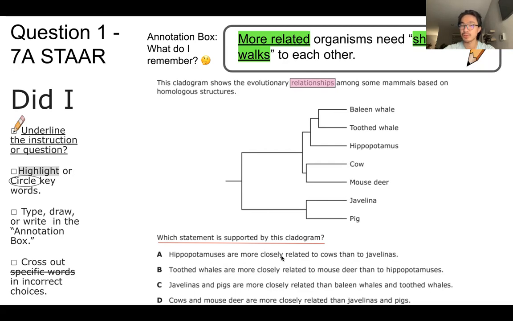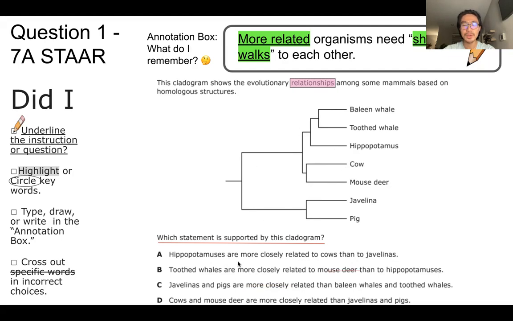So it's not accurate. Let's go ahead and take out that piece of trash. Oh, apologies. I'm actually misunderstanding something. Hippopotamus here is actually closer to the cow. So it's a shorter walk to the cow, compared to that longer walk to the javelina.